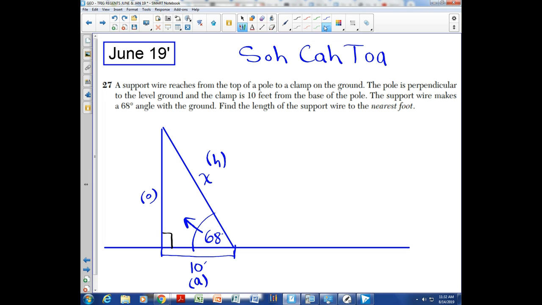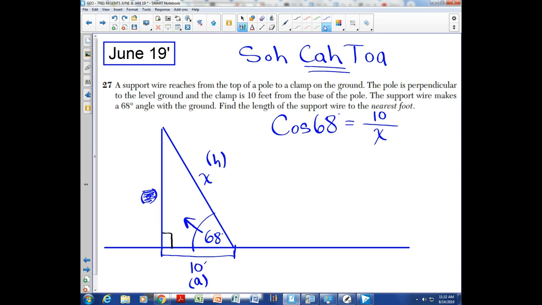Now, in this case, the side that I do not need is going to be my O. There's nothing there. I need my A because I have a number 10, and I need my H because that's what we're looking for. That's my x. So with an A and an H, CAH, that's going to be a cosine problem. It's always the function of the angle, 68 degrees, will be equal, and in this case, if I go back to the CAH, it's the A over the H. My A is 10, and my H is the x, what we're looking for.